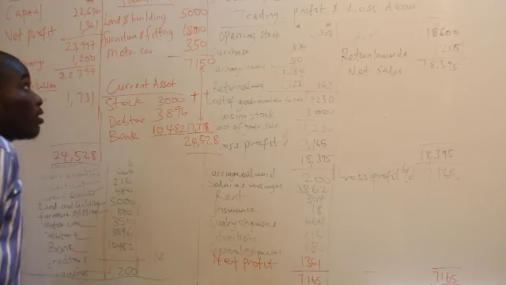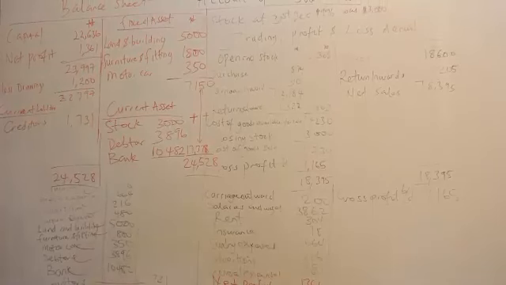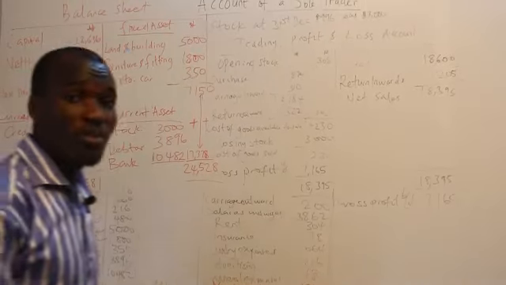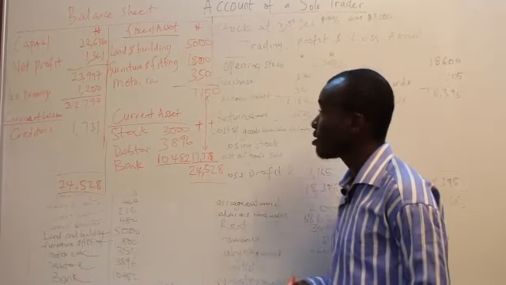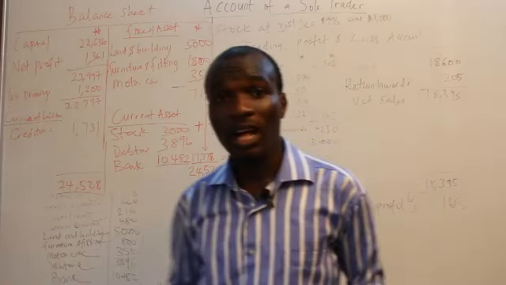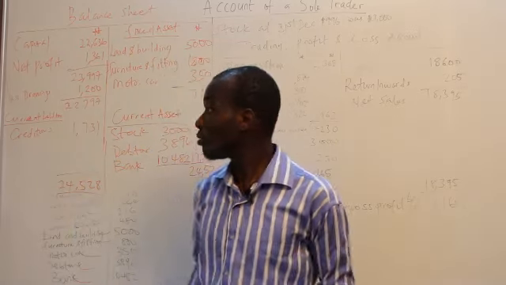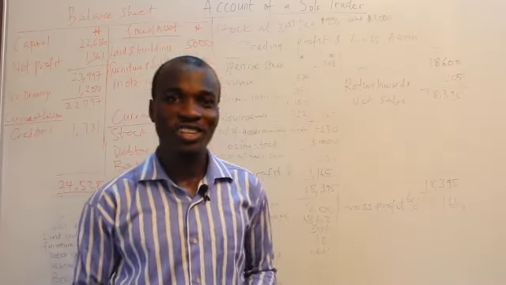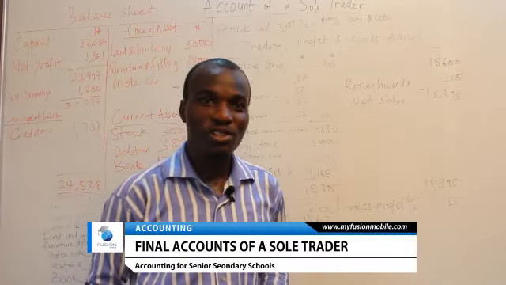So this is about the final accounts of a sole trader: preparing the trading profit and loss account to determine the net profit, and preparing the balance sheet within the period to show the financial position of the organization. So the fixed assets and current assets, the capital, and also the liabilities of the business. So if you're having problems with the topic, do well to replay the video, and you also have some exercises for you to practice and attempt the questions. Thank you.